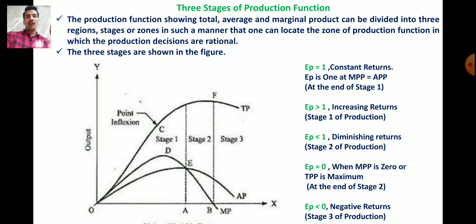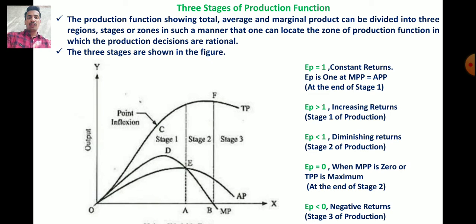As we see in the diagram, input is on the x-axis and output on the y-axis. The production function shows total, average and marginal product. Total product means overall product, average product, and marginal means additional product. It can be divided into three regions or three stages in such a manner that one can locate the zone of production in which production decisions are rational. So these are the three stages or three phases or three regions or three zones of the production function.